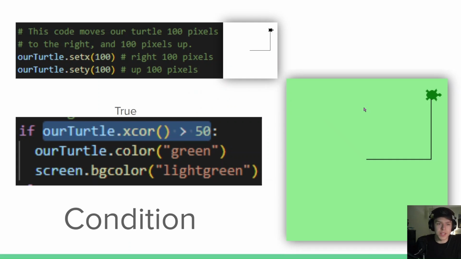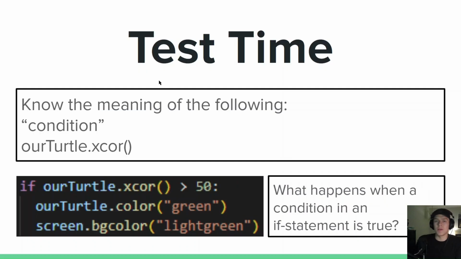To make sure that we understand everything clearly, pause the video and look at the slide again. Are you able to understand why the condition is true? It's related to the value represented by the turtle.xcor. As a review, make sure that you know the meaning of the term condition and turtle.xcor. Make sure you know what happens when a condition in an if statement is true, such as here. Make sure you understand this code.